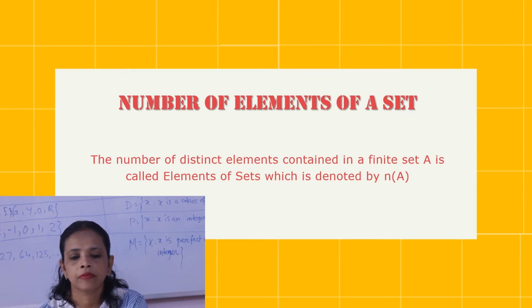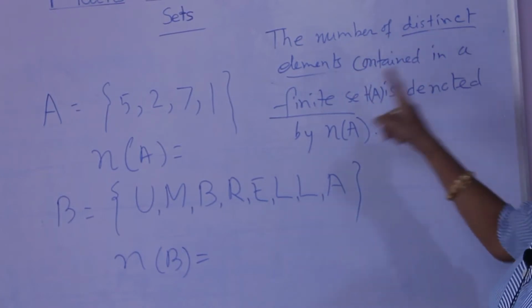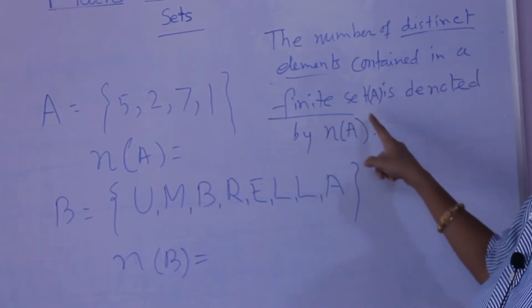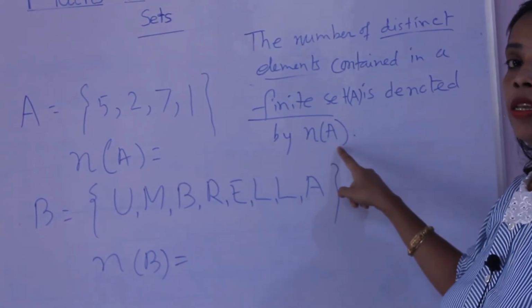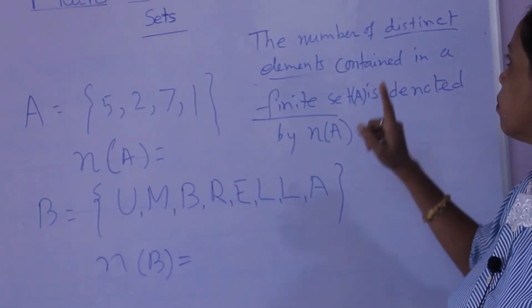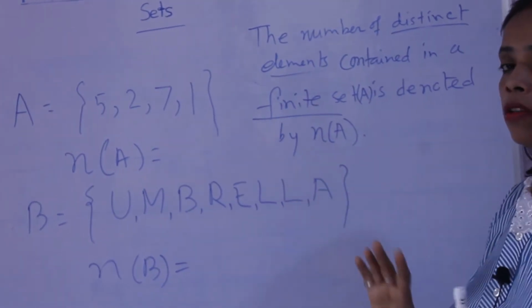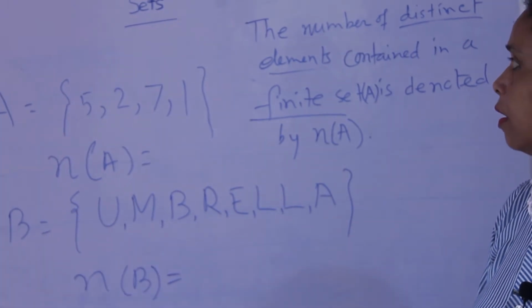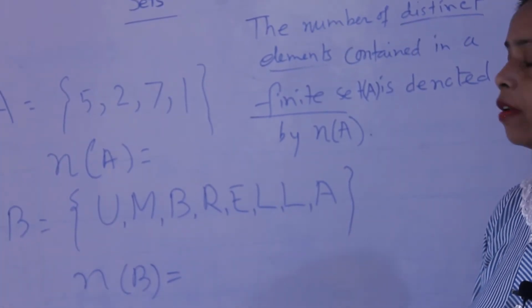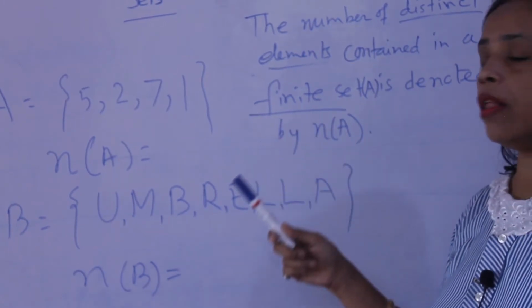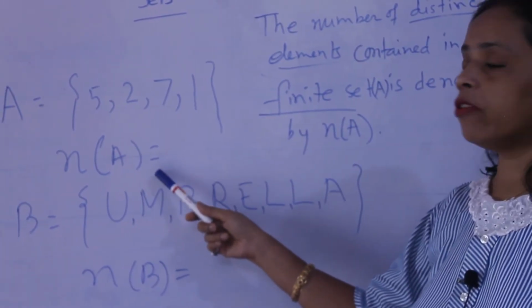Let's read the slide. The number of distinct elements contained in a finite set A is called the number of elements of the set, which is denoted by n(A). Here we have to remember two things: distinct elements and finite set. The set will be finite. If the set is infinite, we will not calculate the number of elements. If the set is finite, then we will be able to calculate the number of elements of a set.